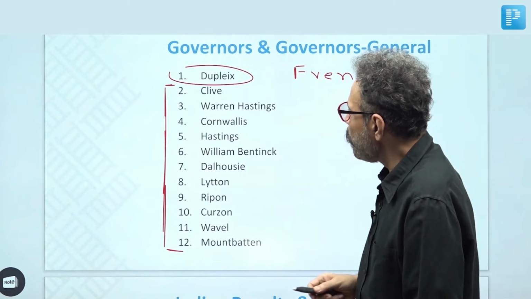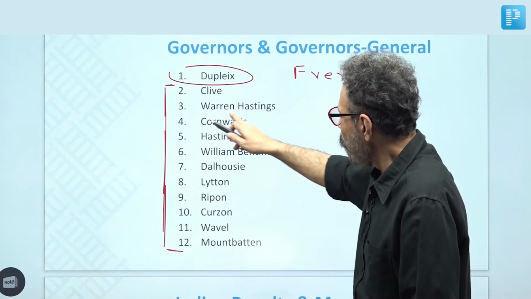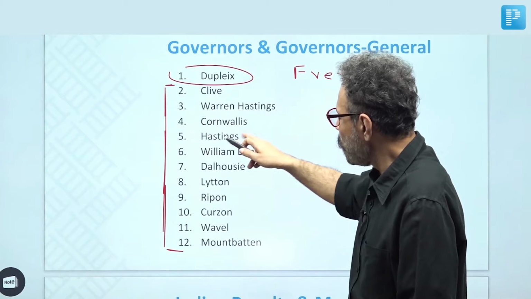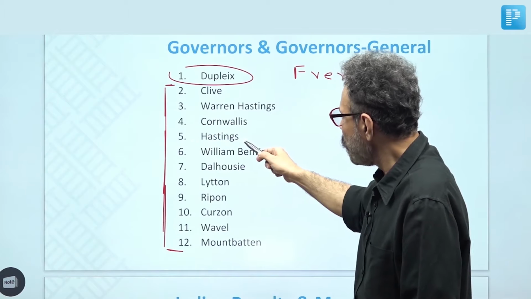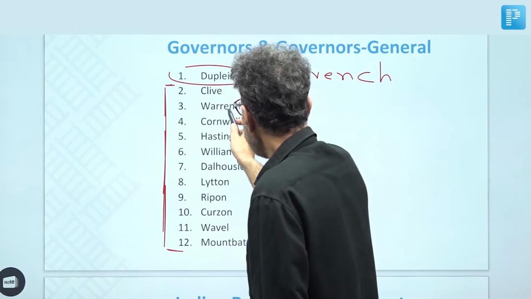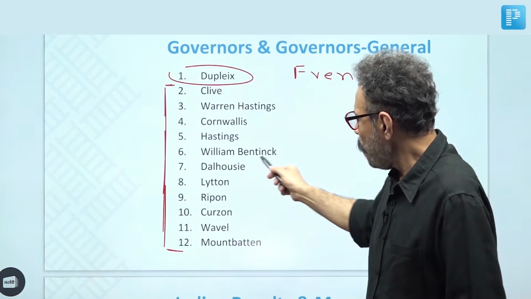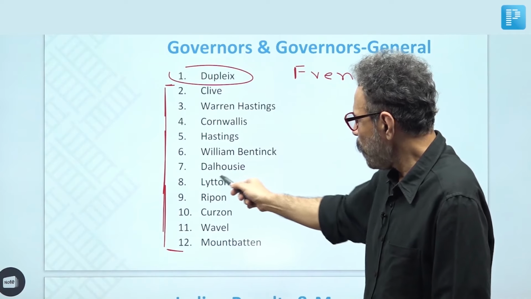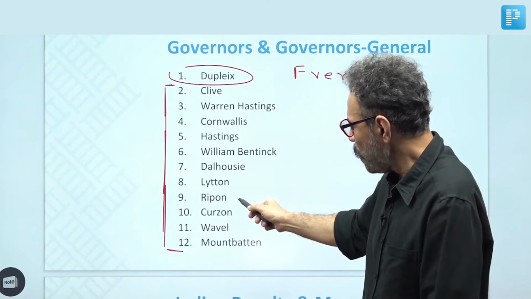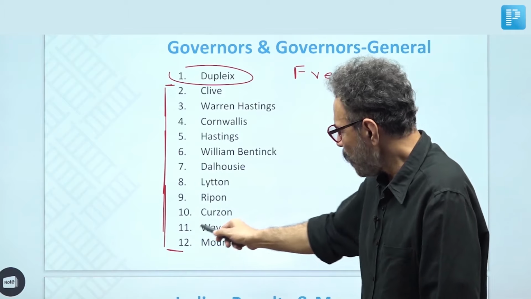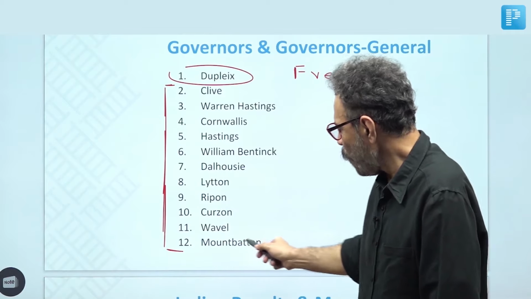Second is Clive. Third, Warren Hastings. Fourth, Cornwallis. Fifth, Hastings. Warren Hastings and Hastings are two different personalities. 6, William Bentinck. 7, Dalhousie. 8, Lytton. 9, Ripon. 10th, Curzon. 11th, Wavell. And 12th, Mountbatten.